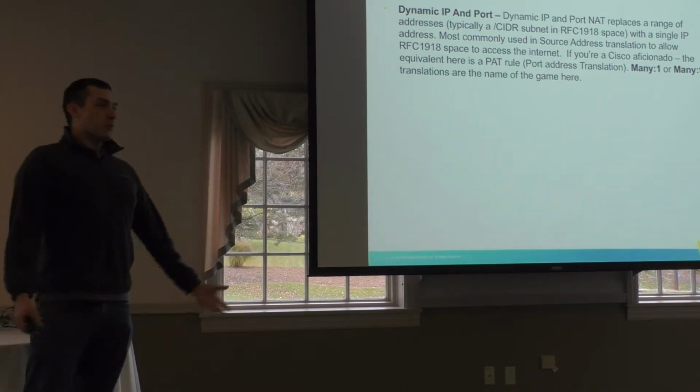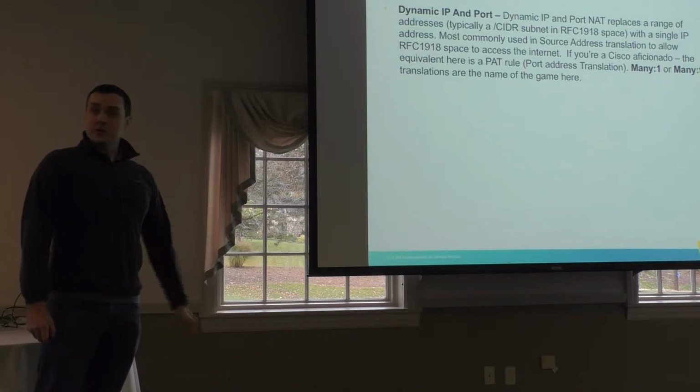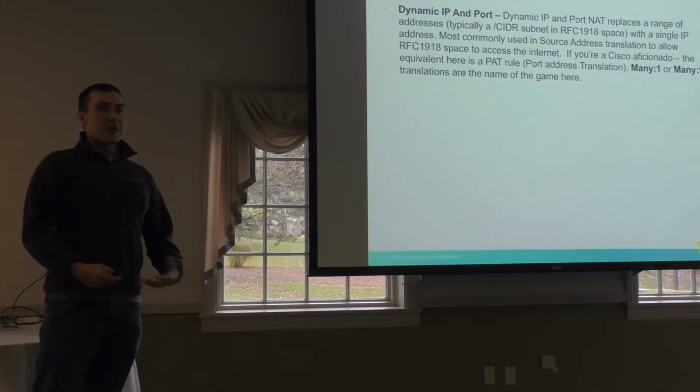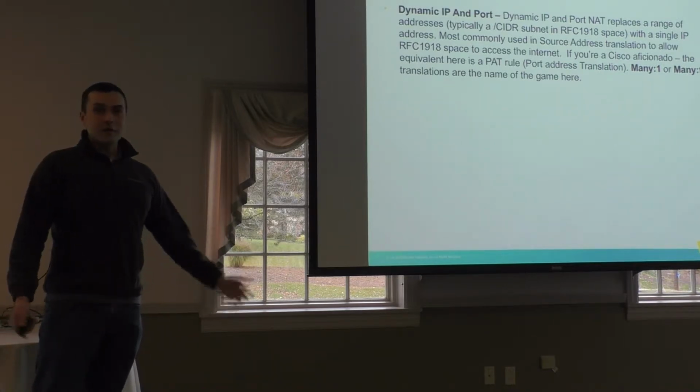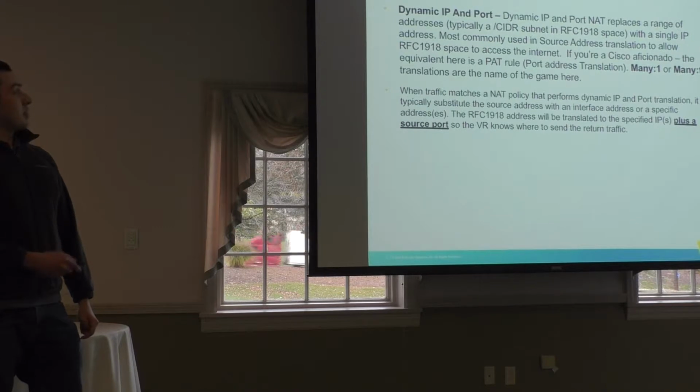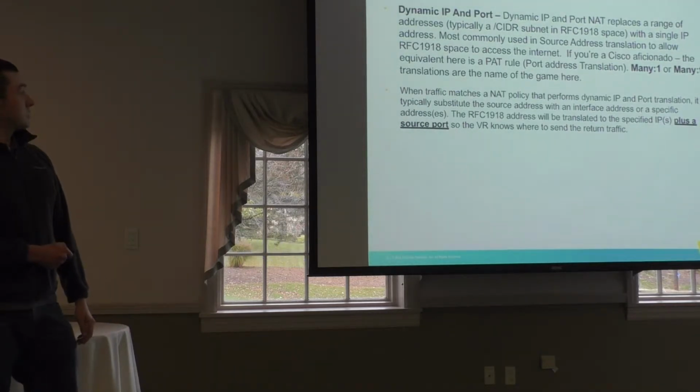And you guys are probably using this exact type of address translation on your home networks, because your ISP gives you one public IP, but you probably have many devices behind your home router. Pretty much the exact same thing. So when traffic matches a NAT policy that performs dynamic IP and port translation, which I just went over, it binds it to a source port as well, so the virtual router knows where to return the traffic.